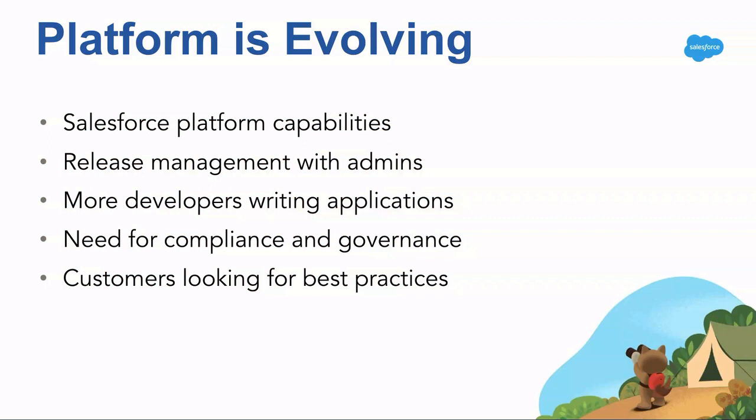Things like governance and compliance. To be an enterprise-ready, enterprise-class platform, you need other things like release management. You have multiple developers, multiple admins. Some companies have multiple orgs, up to 20, 30, 40 orgs. And so that means that we have to think about the way that we work a little bit differently.